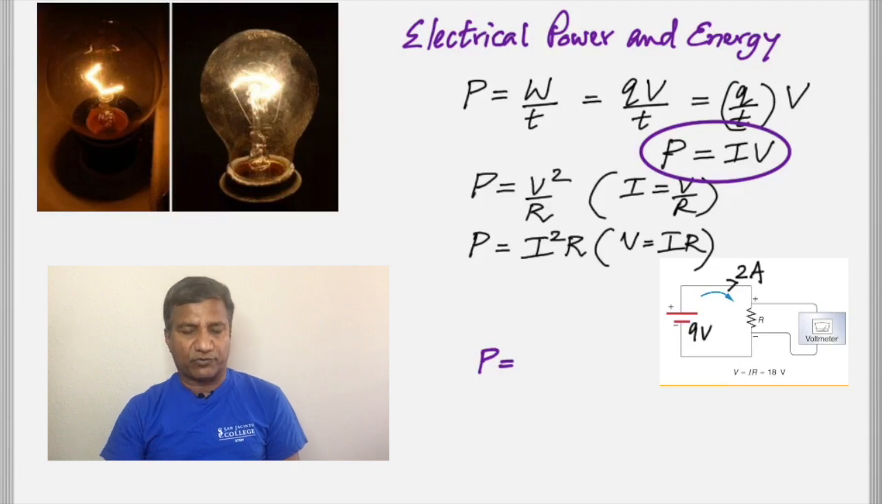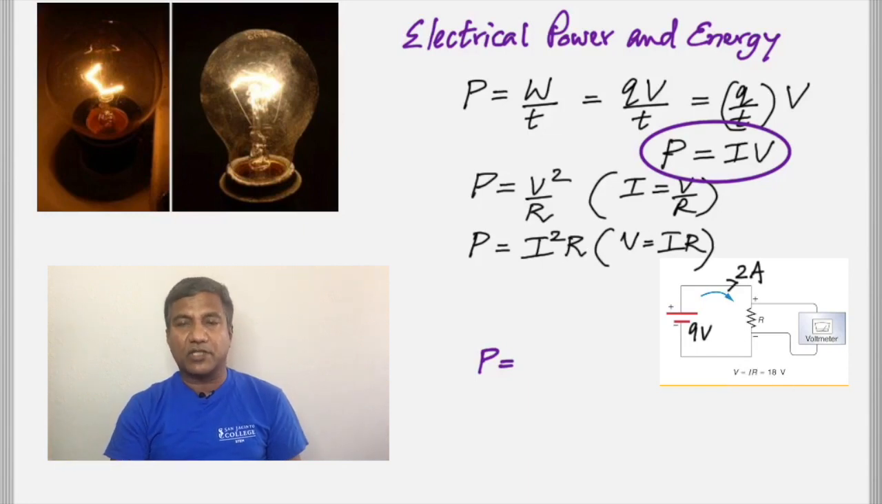So you can have three formulas, but there's one important thing. The formula that I've put in a circle works all the time. That means it works for any type of material. But the other two formulas only work for conductors. It will not work for other types of materials like semiconductors.